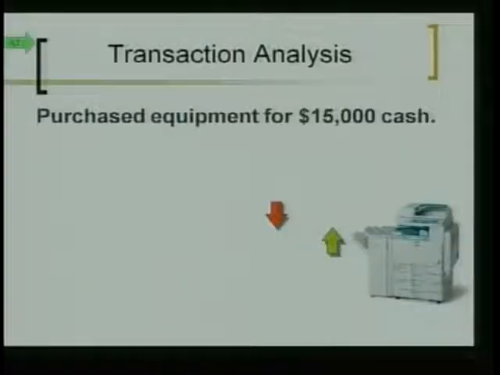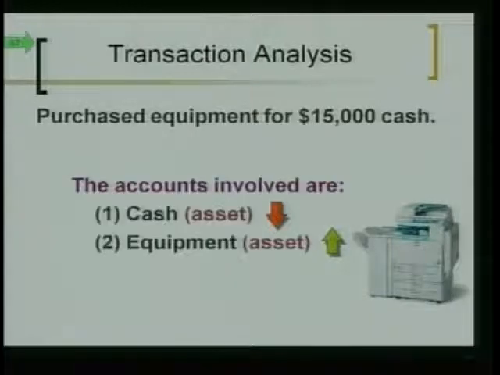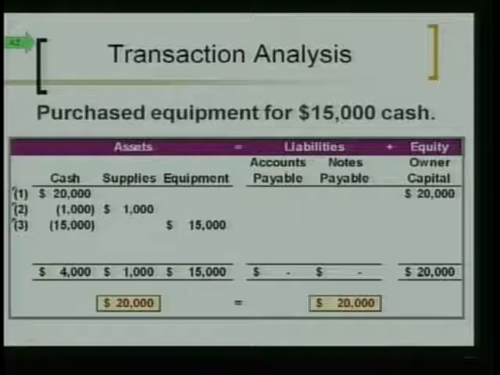Let's look at another transaction. This time we purchased equipment. Equipment is not just Post-it notes and pencils, but it's something big like this big expensive photocopier. We purchased equipment for $15,000 cash. The first question you ask is, what are the accounts affected? Well, cash goes down by $15,000, and your account called equipment has just gone up by $15,000, right? Those are both assets once again. Now, supplies aren't the same thing as equipment. So when we look at it in this analysis, your cash has decreased by $15,000, and your equipment has increased by $15,000.